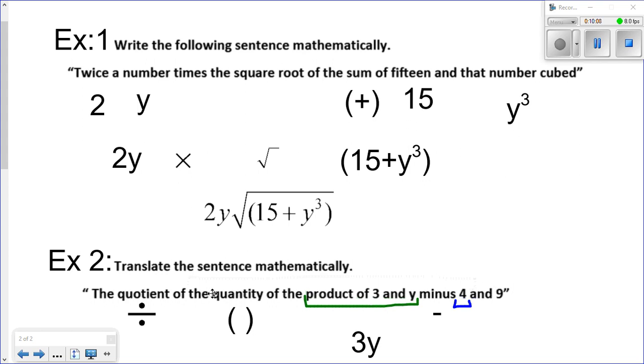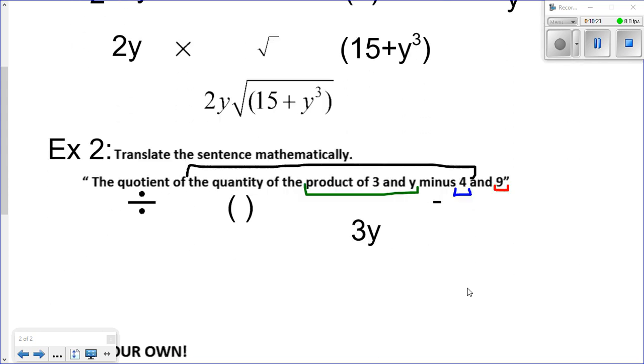Okay? The stuff that comes in the front, the quantity of the product of 3y minus 4, is the stuff that goes on top of your division, and the stuff at the back goes on the bottom of your division. Okay, so here's how we're going to set it up. So we've got 3y minus 4 is what's going in the parentheses. That's the top of my quotient. The bottom is 9. So I'm just going to write it 3y minus 4 over 9. You can put the 3y minus 4 in parentheses, but because you're not doing anything else to it, you don't need it. But that would be my final answer.